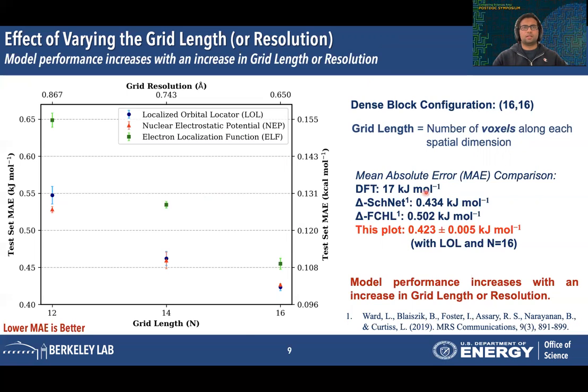On the other hand, DFT has an error of around 17 kilojoule per mole with respect to the wave function theory. Therefore, quantitatively, all errors from our machine learning models are very small, making these results quite impressive and encouraging.